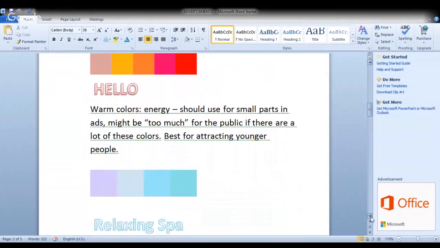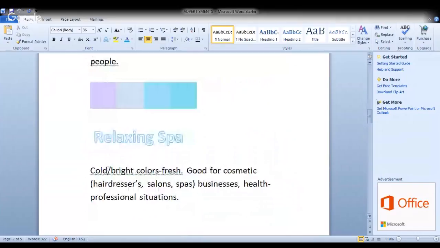Okay, the next one here is the blue tones. These are cold, bright colors. We think of fresh. A spa normally uses these colors. It's good for cosmetic things, businesses such as the hairdresser, salons, spas, etc. Health professional situations.